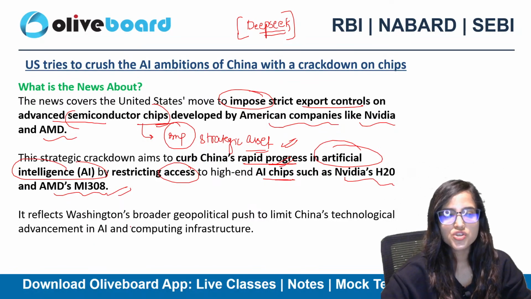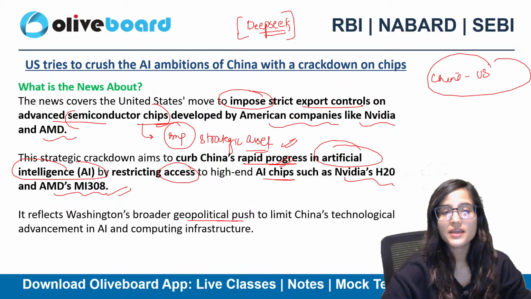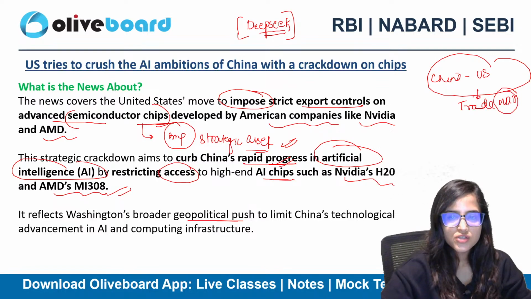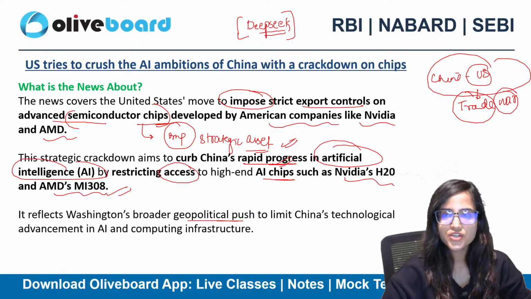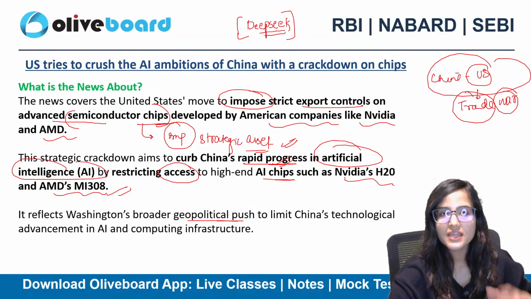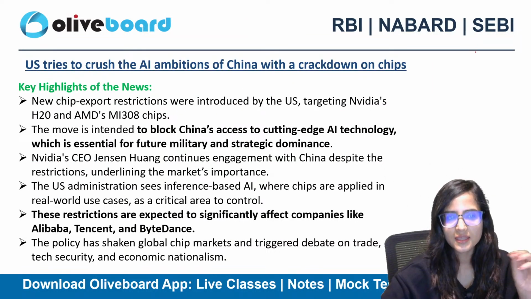Fine, it reflects Washington's broader geopolitical push. So we know that China and US relations are staggering right now, especially because of this trade war. Right. So now what is the US doing? It is trying to control the semiconductor chips export to China so that China's AI race can be obstructed and so that China does not perform well in this AI race.